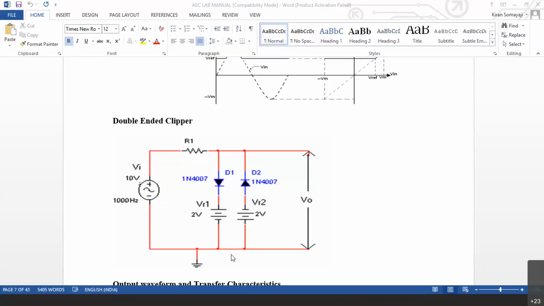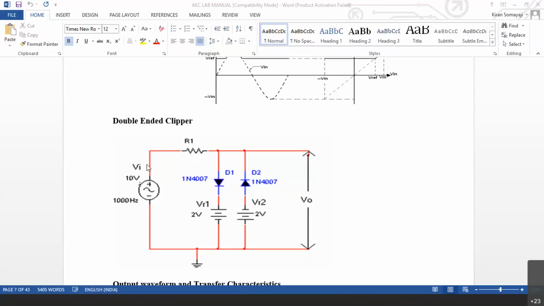When D1 conducts, what happens? This 2 volts, VR1, comes across the output. Now, when AC and DC are in parallel, we know that DC is powerful. So, you will have only 2 volts DC plus this 0.7 volts across the diode. That will be there at the output. That means the other waveform which is going to the peak will be clipped off.